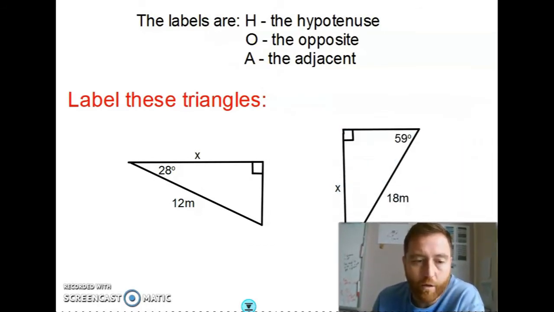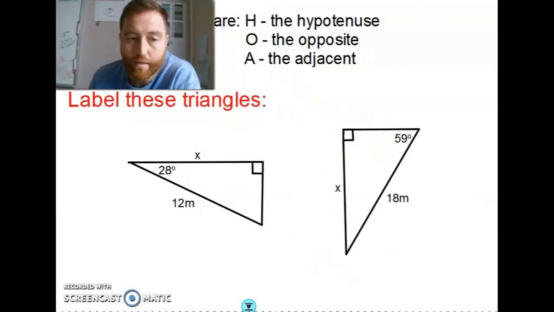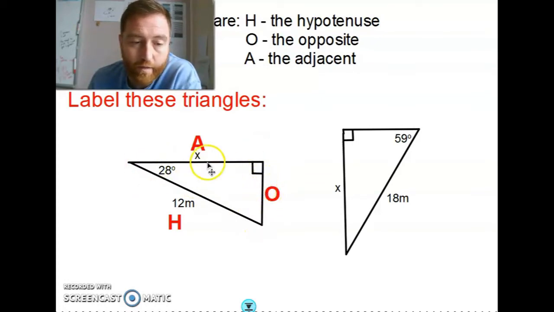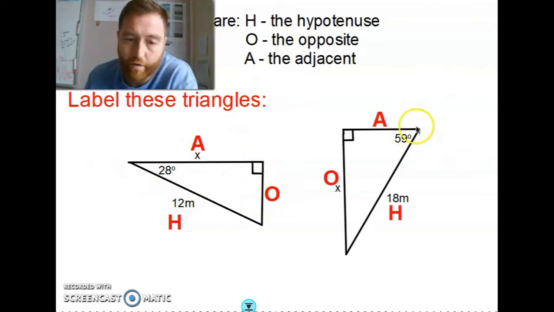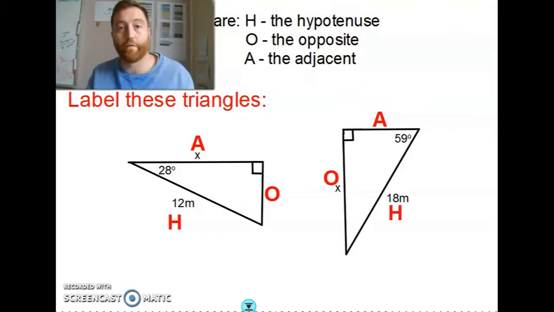Okay, here are two examples for you to try. See if you can label them up with hypotenuse, opposite, and adjacent. Pause the video. Continue. And labeling this one, we have hypotenuse, the longest side here, opposite the angle over here, and adjacent here. On the next one, the hypotenuse is the 18 meters, opposite the angle is over here, and adjacent next to it is there. Hope you got that. So that's always the first thing we do. If you get that right, you're off to a very good start.